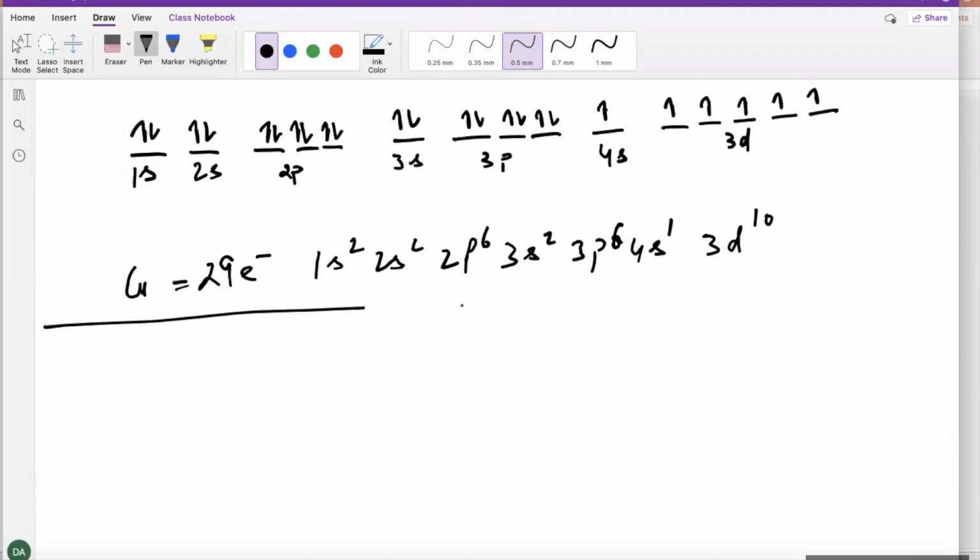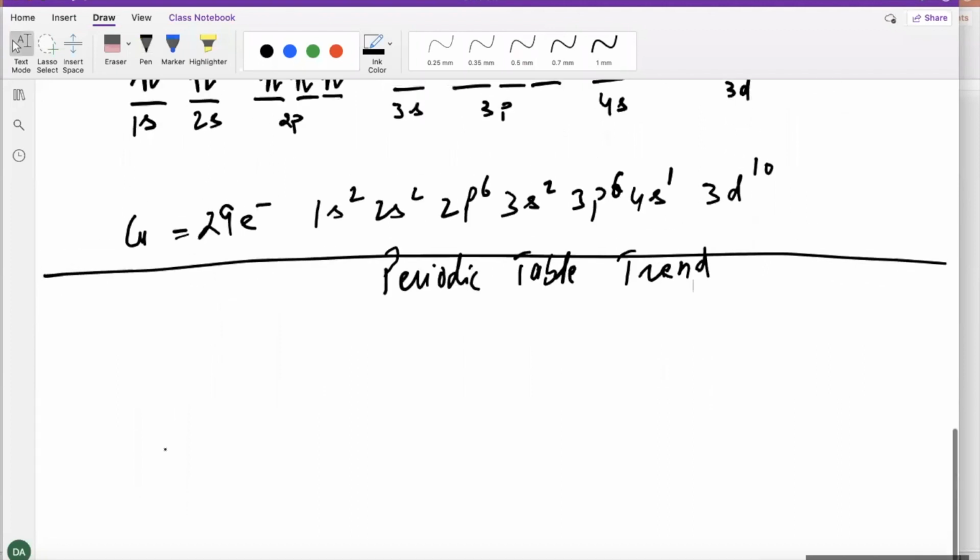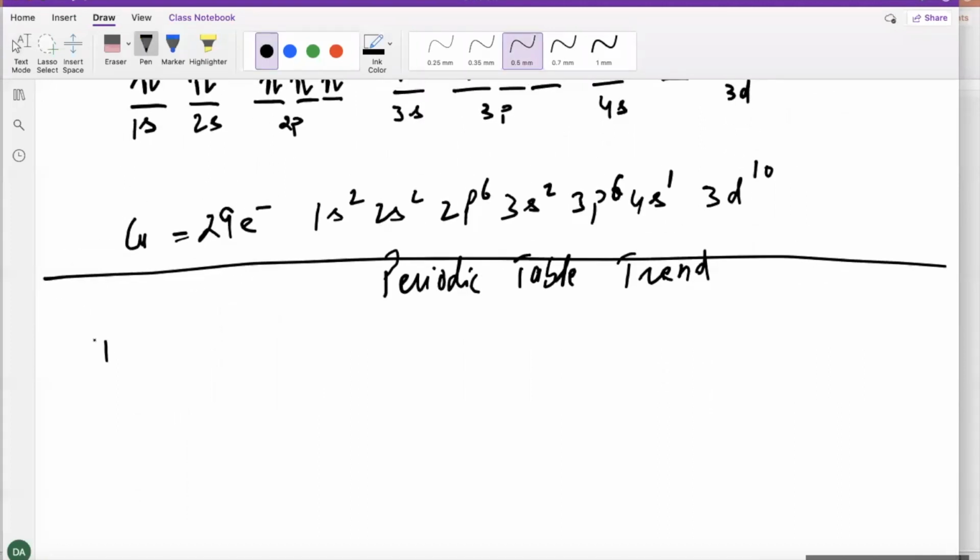We're going to also talk about the periodic table trends. And guys, when we say periodic table trends, first we're going to talk about atomic size. Then we're going to talk about ionization energy.